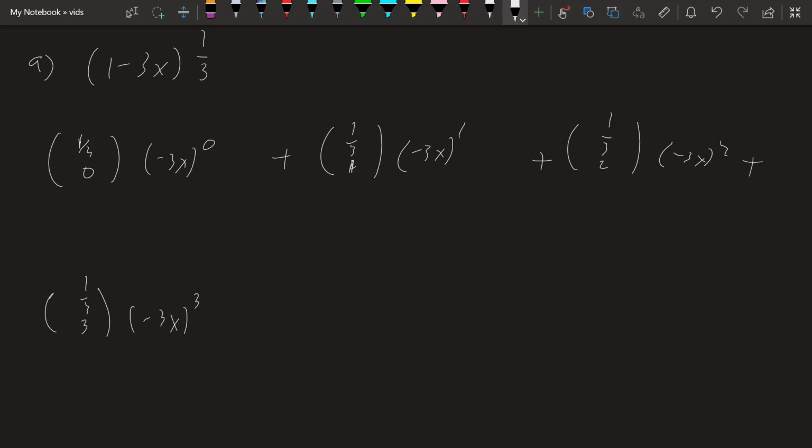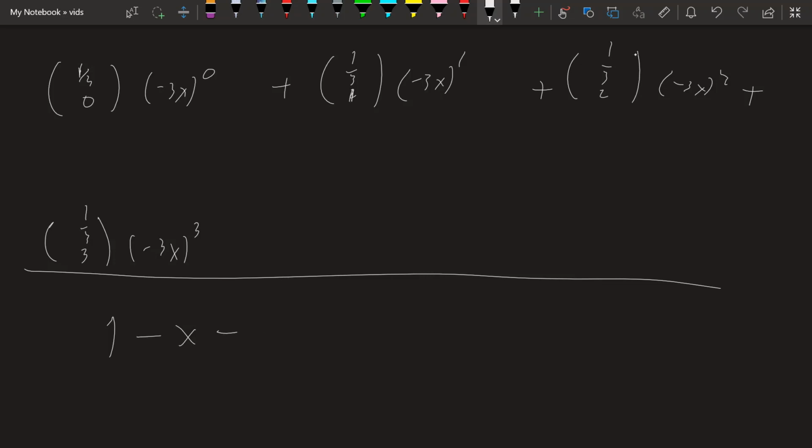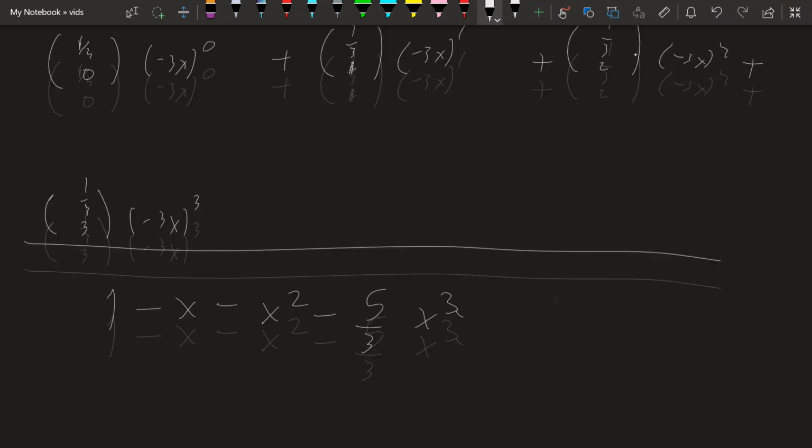So let's use a calculator to find this, and we're going to get 1 minus x squared minus 5 over 3x cubed. All right, that's part A.